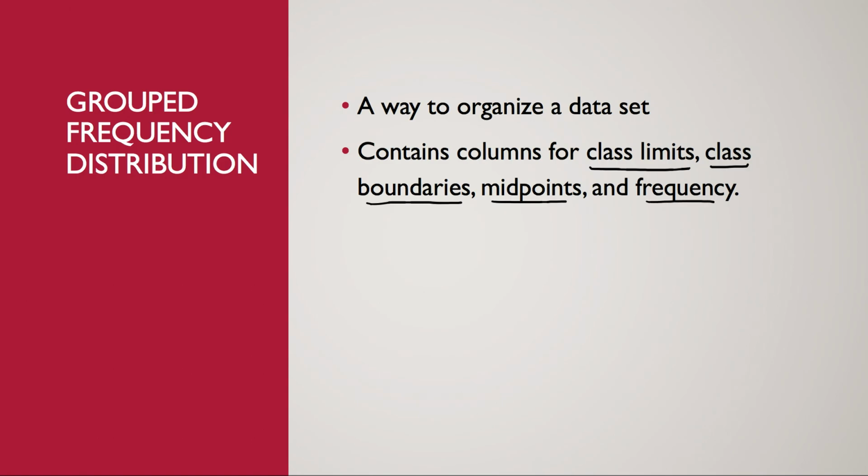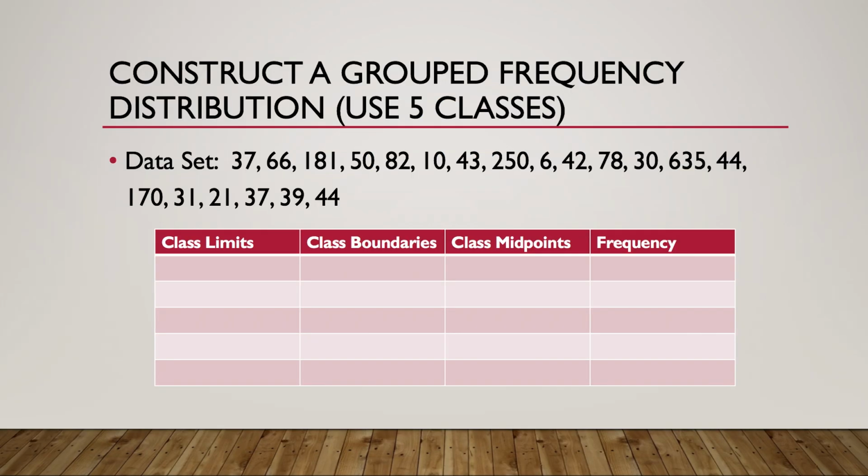So we're going to go ahead and look at an example and talk about how we set up this grouped frequency distribution. So we have a data set, and we're told to make a frequency distribution using 5 classes. So there are a couple of things that we need to do before we can get started setting up the distribution. The first thing that we need to do is we need to calculate what is called the range of the data set.